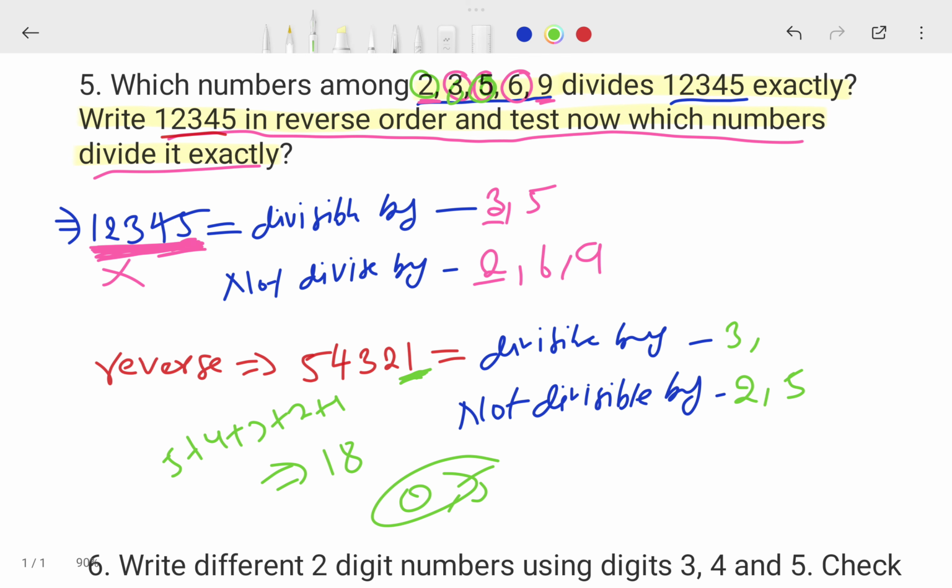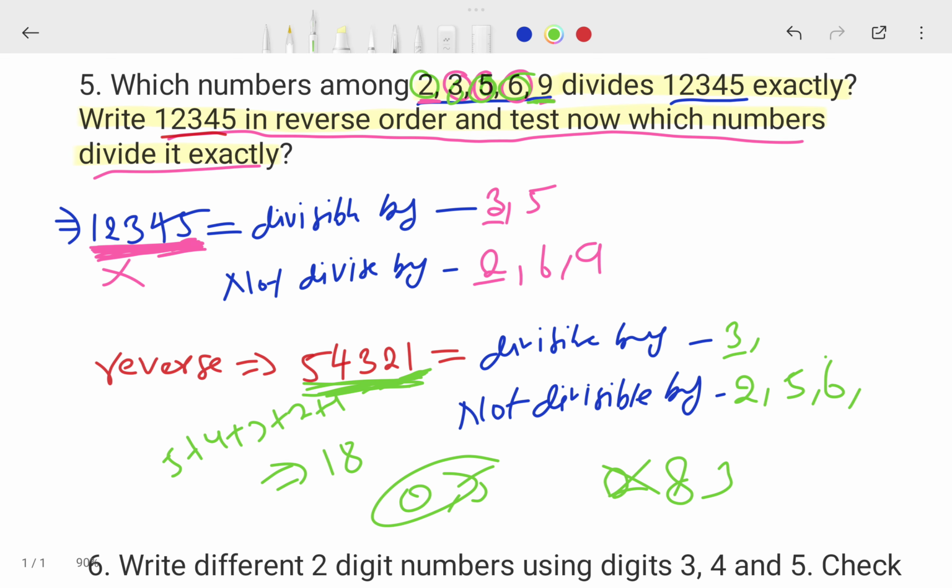Is it divisible by 6 or not? If this number is divisible by 2 and 3 both, then it will automatically be divisible by 6. So here this number is divisible by 3 but not 2, so this number is not going to be divisible by 6. Right, now you have to check whether this number is divisible by 9 or not.